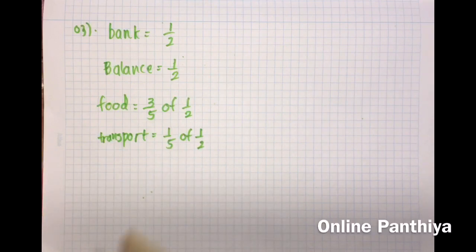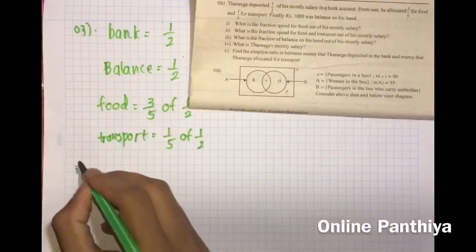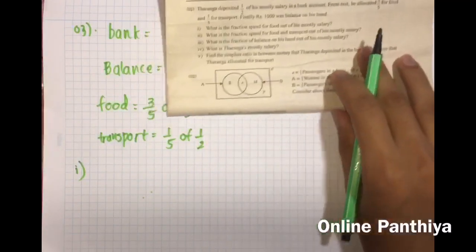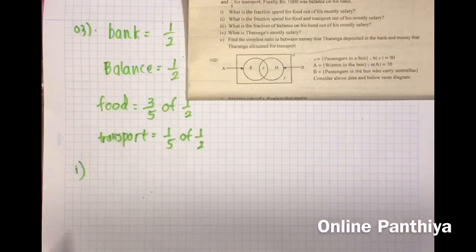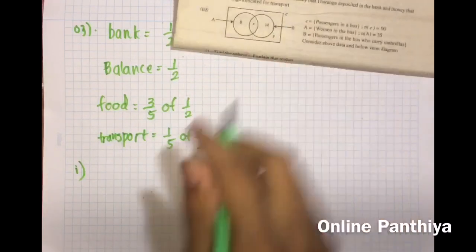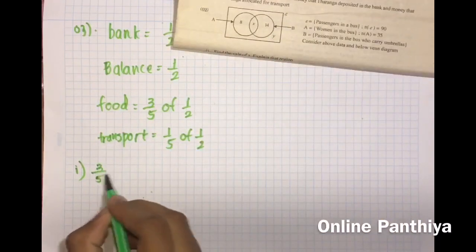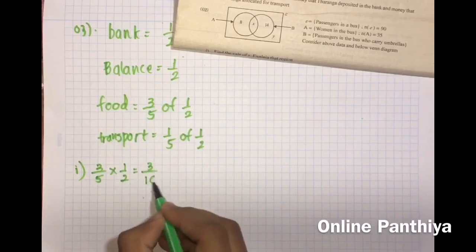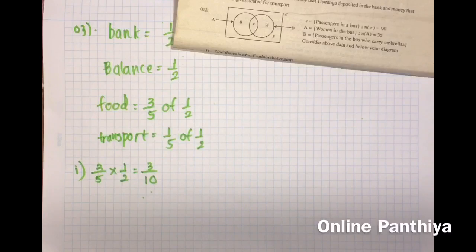Let us move on. First question, they say, what is the fraction spent for food out of his monthly salary? So what is the amount spent for food? You have to multiply 3/5 of half. How much is it? 3/10. I hope this part is clear. 3/5 of this. Okay, that part is clear.